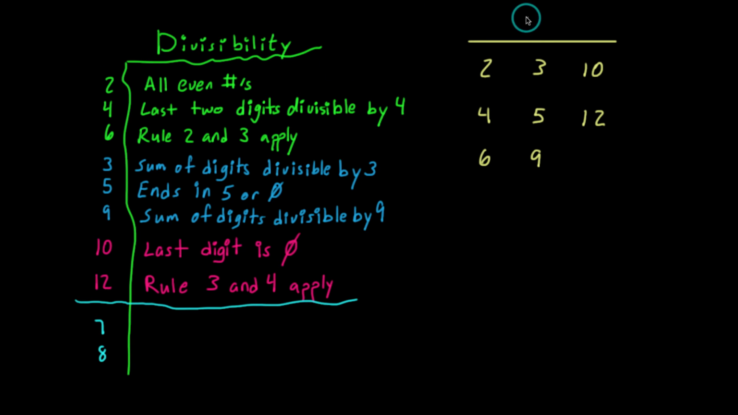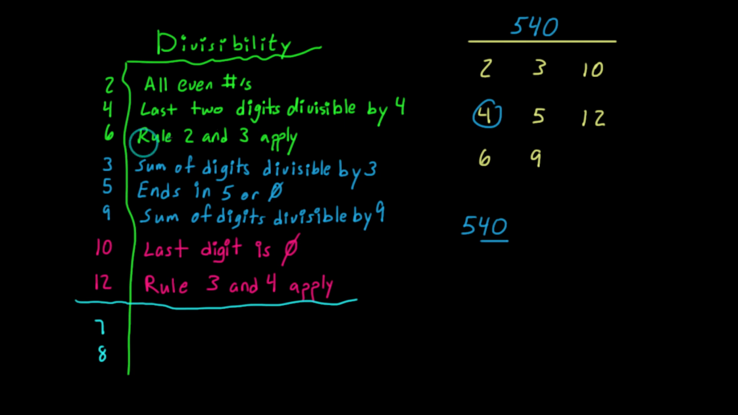I'm going to start with the rule of 12. The rule of 12 says rules 3 and 4 apply. So I'm going to write 540 below and look at the rule of 4 first. Since the last two digits, 40, is divisible by 4, I know that the rule of 4 checks out, or 540 is divisible by 4.